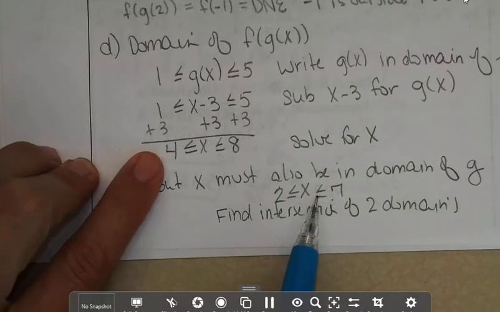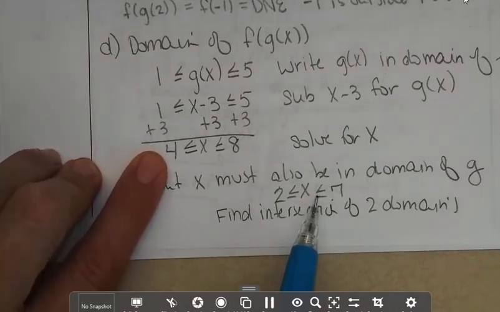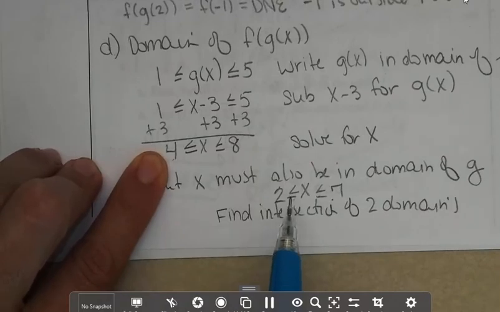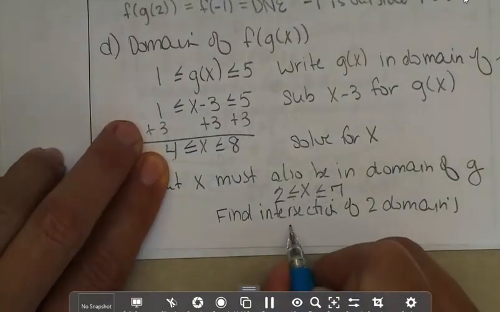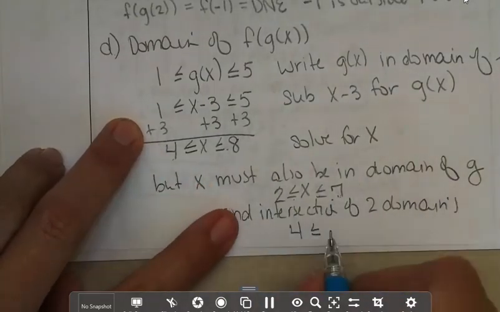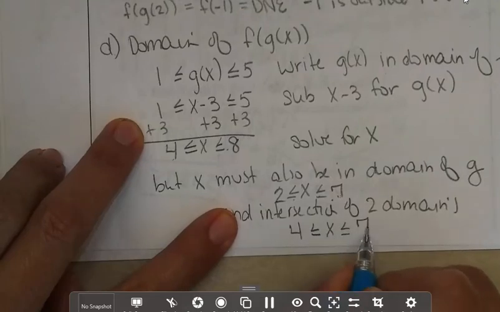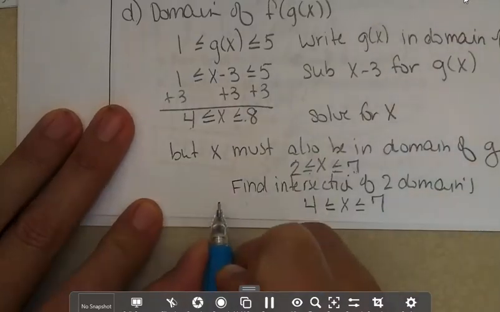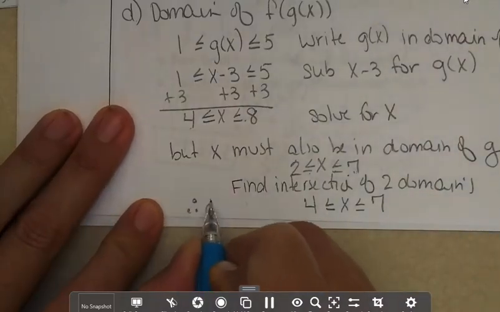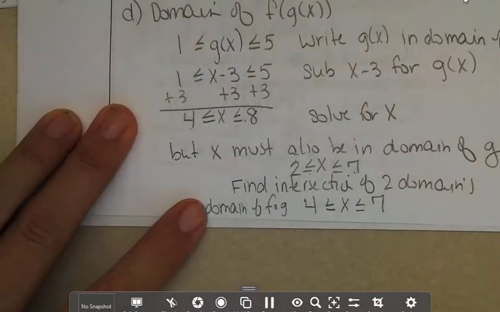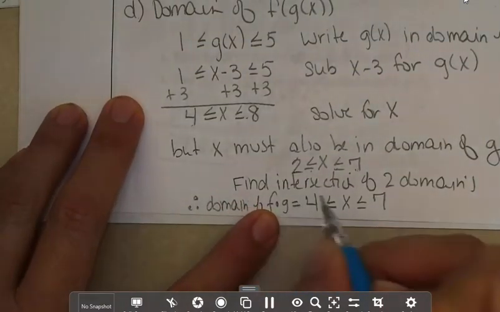So the intersection of these two domains here: 4 is greater than 2, so 4 can be our smallest. And 8 is bigger than 7, so it can only go as big as 7. So this is the domain. Therefore, the domain of f of g equals this.